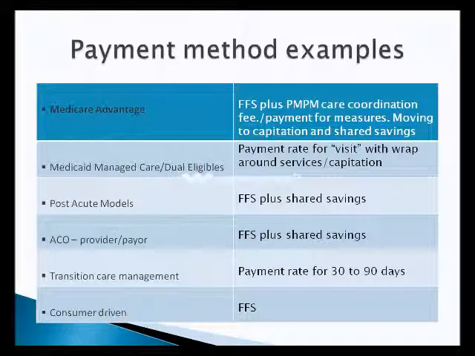So some of the payment method examples that are emerging and existing in the marketplace, as reported by some Academy members, for Medicare Advantage: a fee for service plus a per member per month care coordination fee. So in addition to the fee for service basis, negotiated as a multiple of the Medicare fee schedule or on whatever fee schedule is negotiated with the health plan, also receive a per member per month payment for your care coordination services and for achieving results on certain measures.